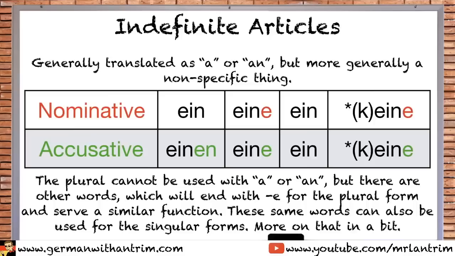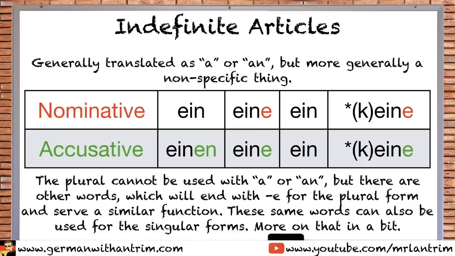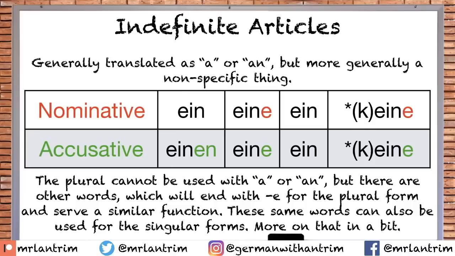Indefinite articles. Indefinite articles are basically either a or an in English, but as a more general or broad explanation of what they are, they refer to things that are not specific. In other words, definite articles identify exactly which thing we're talking about, whereas indefinite articles refer to something, but not necessarily a specific one. So these words are usually also referred to as ein words because, as you can see, they all have the word ein in them.